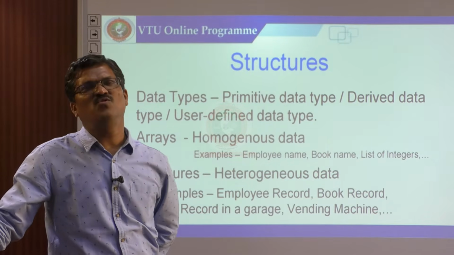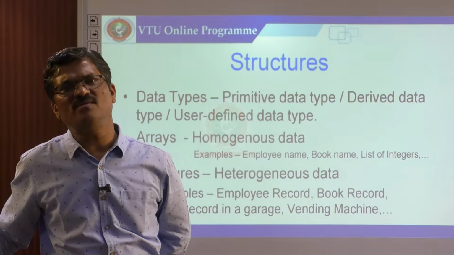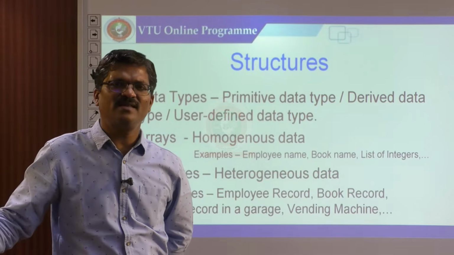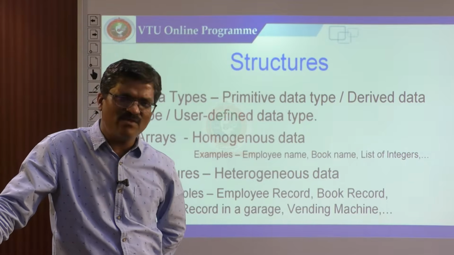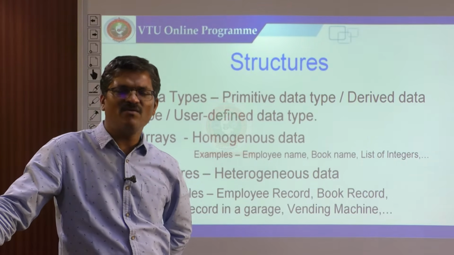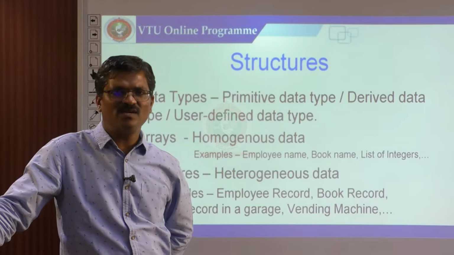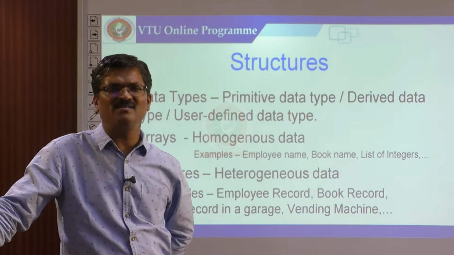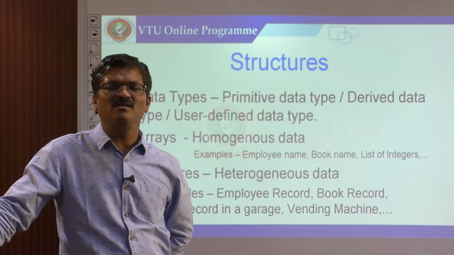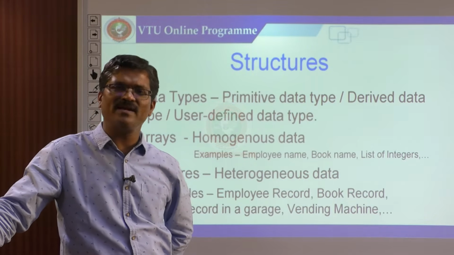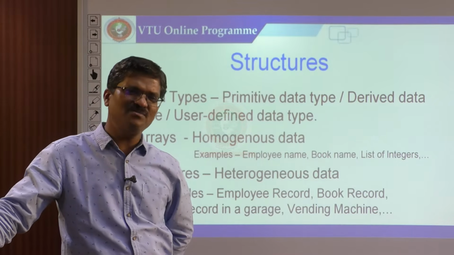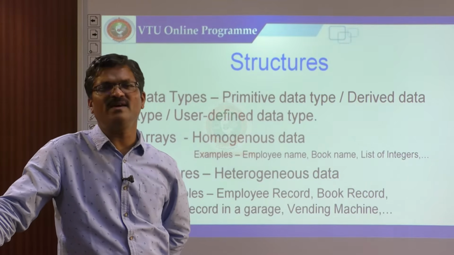For example, we may need to maintain the record of a person, an employee. That record may include the name of the person, the date of birth, where he is from, his salary, the employee ID, and so on. In the same way, we may have to maintain book records in a library. They maintain the list of books, or the records of books. Similarly, a car record in a garage.